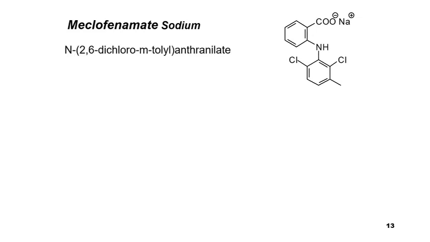Please have a look on the meclofenamate. Keep your eye on the nitrogen. The nitrogen here is the isosteric substitution of the oxygen that was present in salicylates. The structure is named anthranilate because of the presence of the nitrogen at the 2 position to the carboxylate. This is meclofenamate sodium. It is an anthranilate derivative.